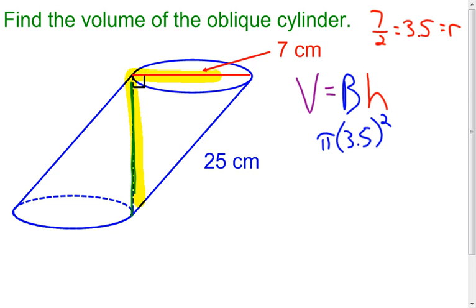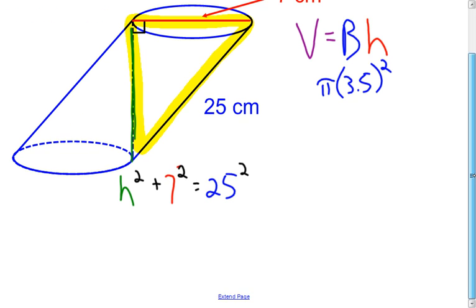Well, I have a right triangle here where I know two of the sides. I can use the Pythagorean theorem to find the length of the third side. So I'm going to go with a squared plus b squared equals c squared. I'm going to call it h because it's the height of my cylinder. So I'm going to have h squared plus 7 squared equals c squared. Now I just need to solve this little equation dealing with the Pythagorean theorem, and I'm going to have the height of the cylinder.